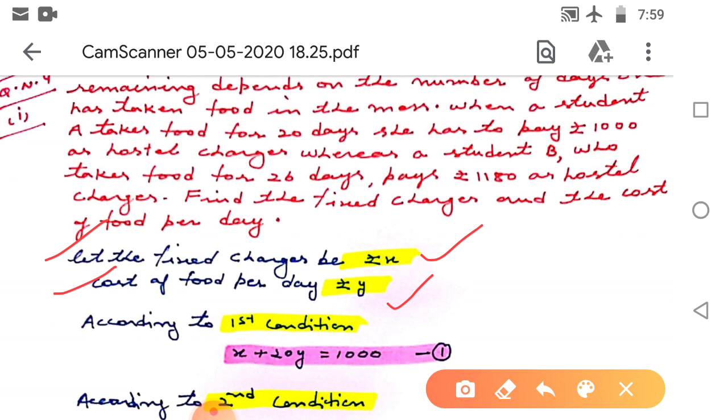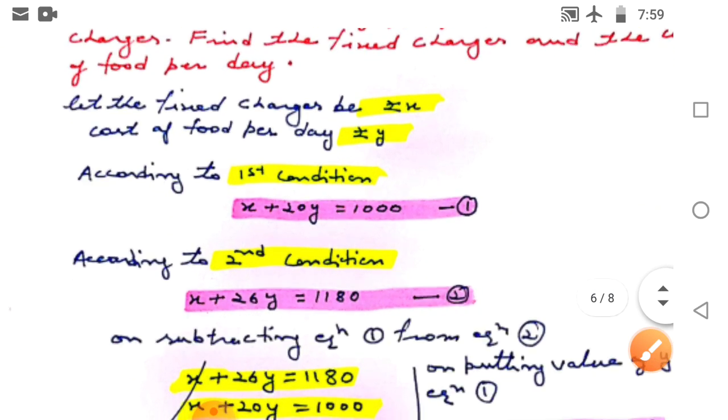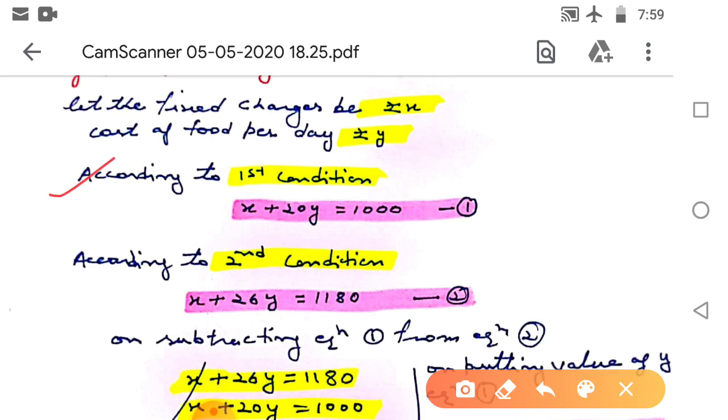Now, according to the first condition, the charges for 20 days is 1000 rupees. It means fixed charges X plus food charges for 20 days, that is 20Y, as per day is Y rupees. For 20 days, the food charges will be 20Y. So finally, equation 1 is X plus 20Y is equal to 1000.